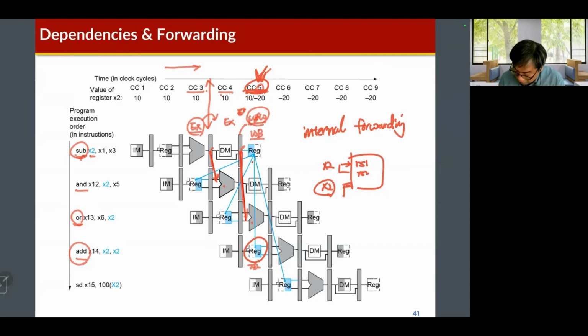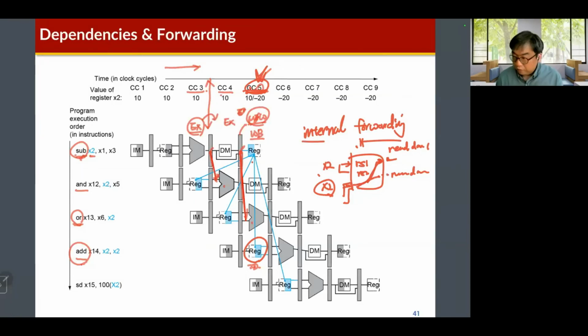In this case, this data can be forwarded to the output of read data one or read data two. This is called internal forwarding. It means that at clock cycle number five, sub is writing data to the register file, and at the same time, add is reading data from the register file. If the write register number is the same as the read register numbers, then the data which is being written to the register can be forwarded to the output of the register file. This is internal forwarding.